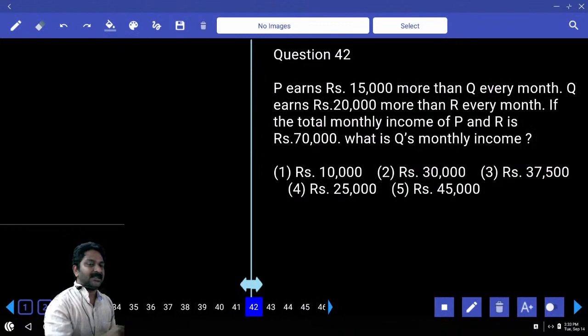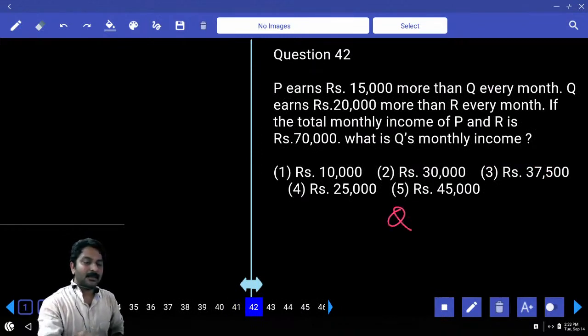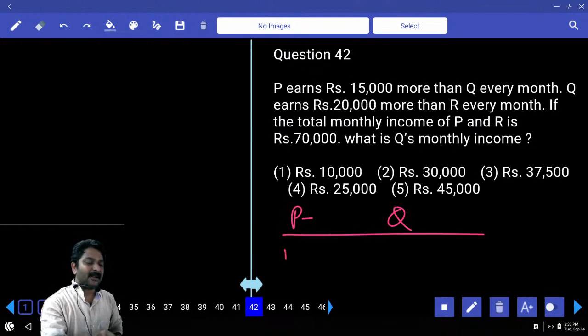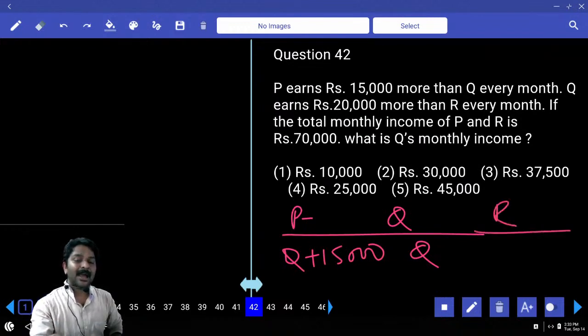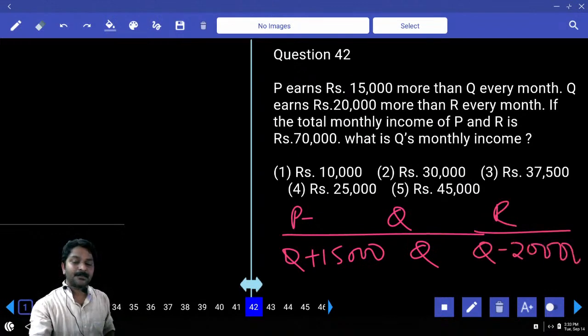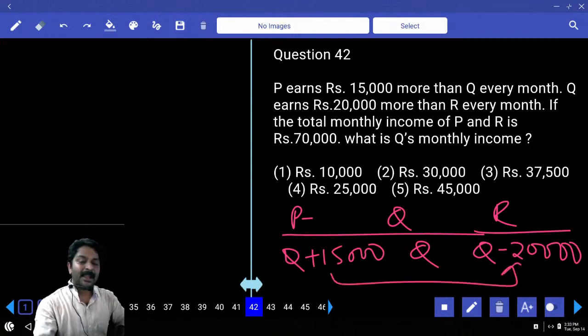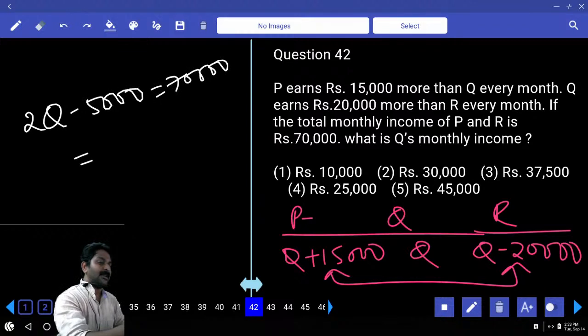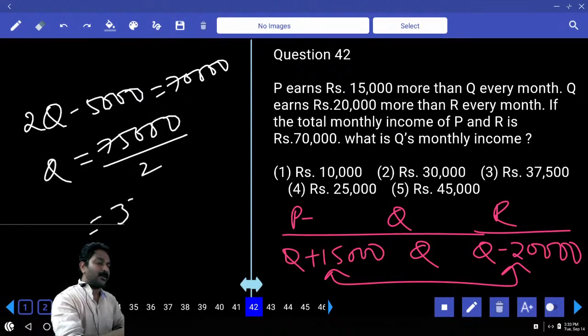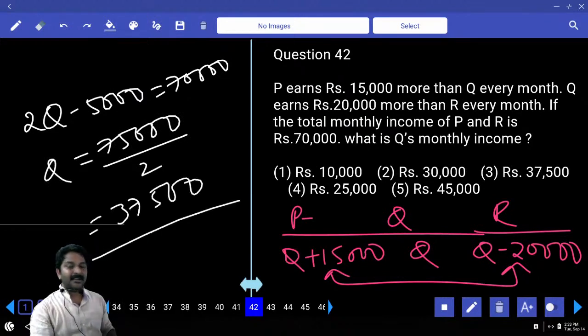P earns 15,000 more than Q. So P is equal to Q plus 15,000. And Q earns 20,000 more than R, then R gets 20,000 less than Q. If the total monthly income of P and R is 70,000, P and R together get 2Q minus 5,000, which is equal to 70,000. 2Q is equal to 75,000. Then Q is equal to 75,000 by 2, 37,500. Third option final.